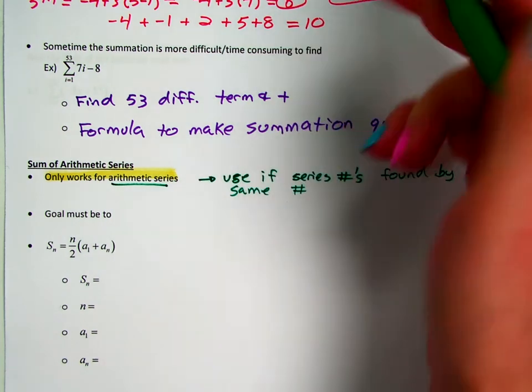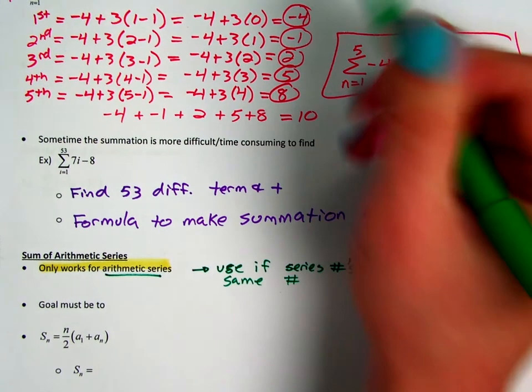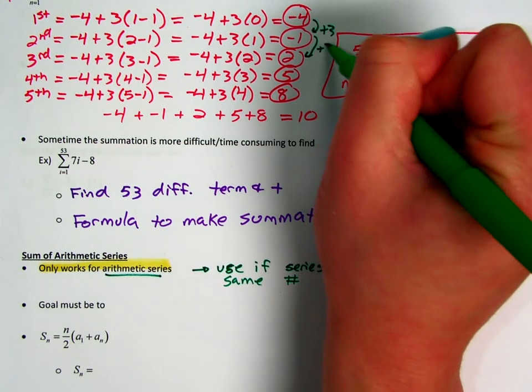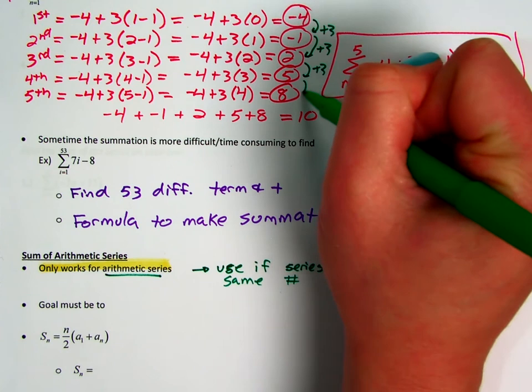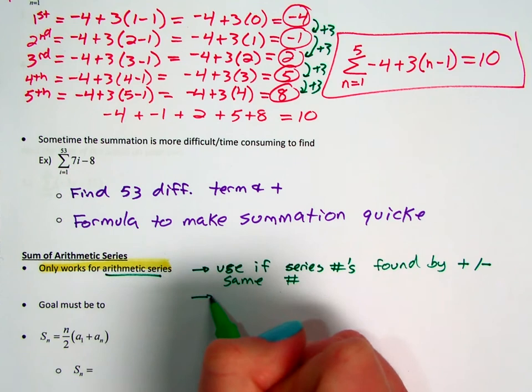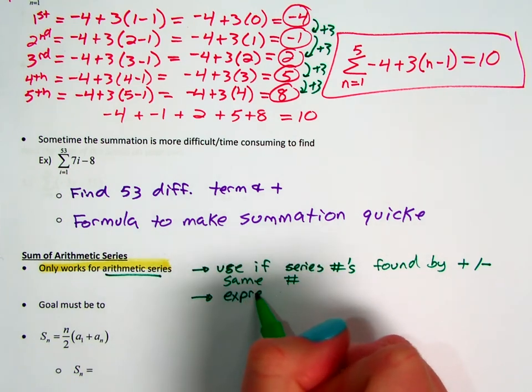So if we were given a series like this, where they just gave us the numbers, we could easily see that each time they were just adding 3. So if we can see that they're adding or subtracting the same amount each time in the series, then we can go ahead and use the formula that we're going to learn. Also, if it is an expression with no exponents.